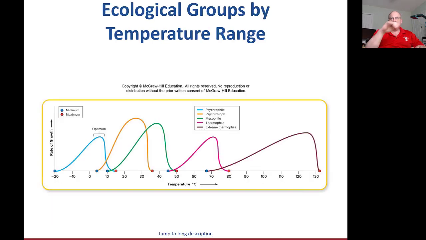So you can see, it's a summary of all of the different types, and it's a good way to look at it. Color is a very powerful memory tool, and cold being blue here is a psychrophile, and then we move to psychrotrophs, and then the mesophiles, the thermophiles, and then the extreme thermophiles. And you can see the optimum is the highest part of the peaks at the temperatures that they prefer.